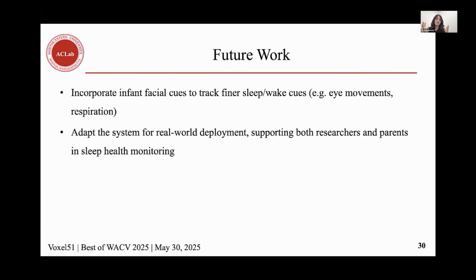But ultimately, we want to adapt this system for real-world deployment on the edge that supports both researchers and parents and sleep health monitoring. So this is the end of my talk. I'm not sure if there are any questions.